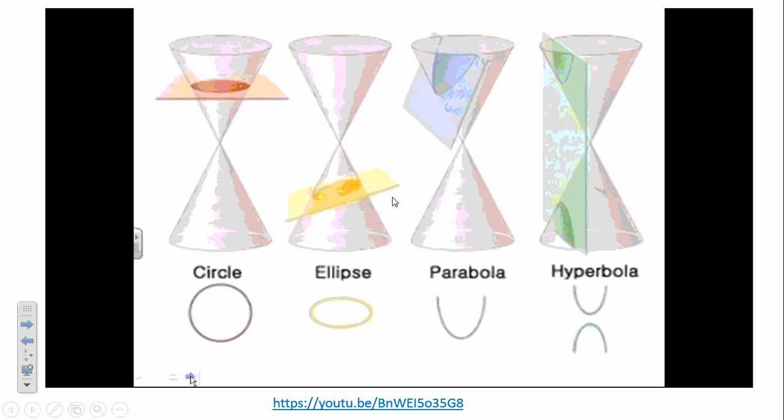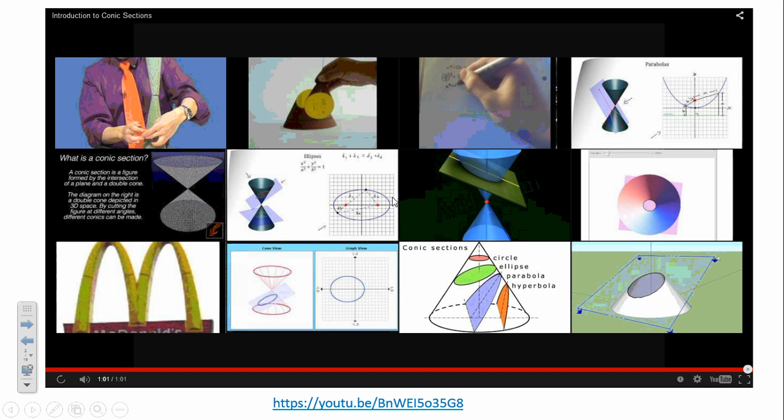So those are our four conic sections. Obviously, if we go straight through the middle, we're going to get just a point, right? And so forth.